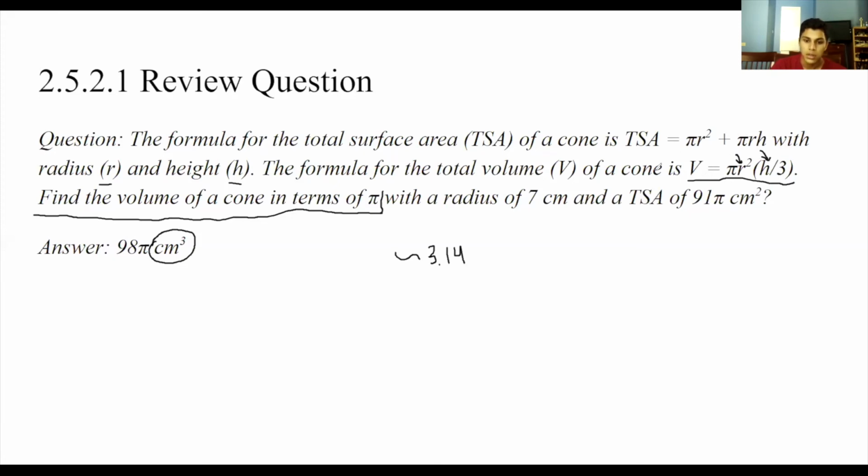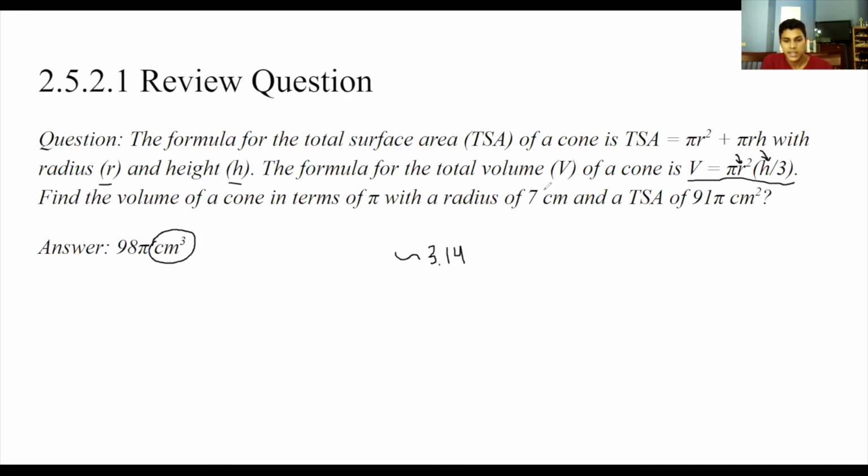a cone. Okay, well, it says with a radius of 7 centimeters in the last sentence. So the radius of this cone, or the r, is 7. So now that I know the radius, all I need to find is the h, or what the height is, in order to find the volume. But it never tells us what the height is in this question, which means that I probably need to calculate what the height is first, and then put it into this equation.